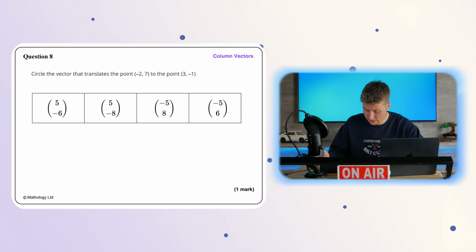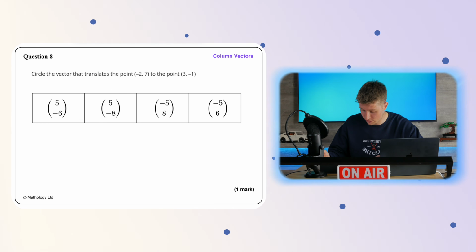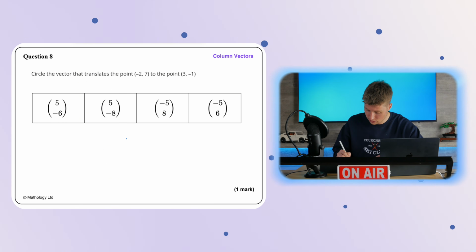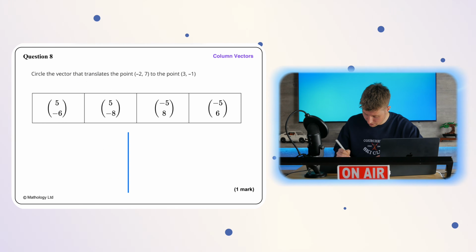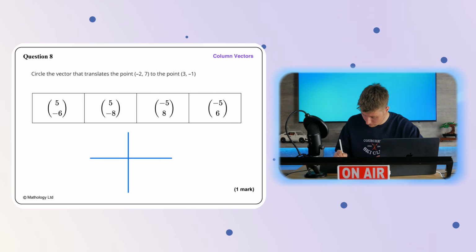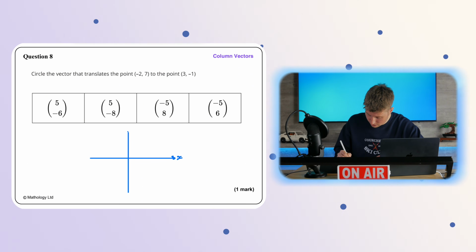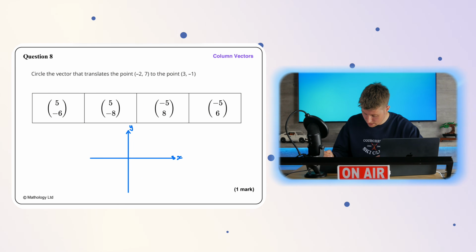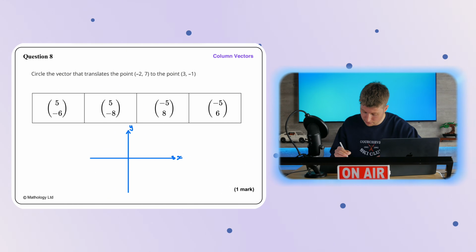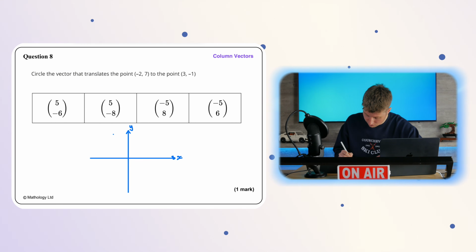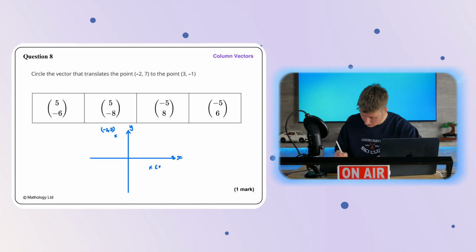Question 8 says circle the vector that translates the point -2, 7 to the point 3, -1. So if we draw an axis to represent this information, we've got the x-axis and the y-axis. So labeling the point -2, 7, that's probably somewhere up here. And then we've got the point 3, -1, so that's somewhere about here.